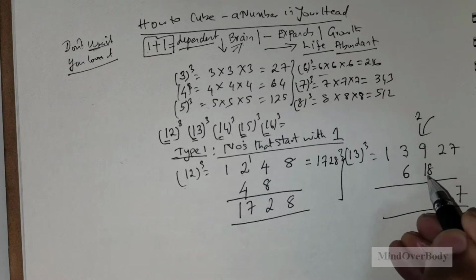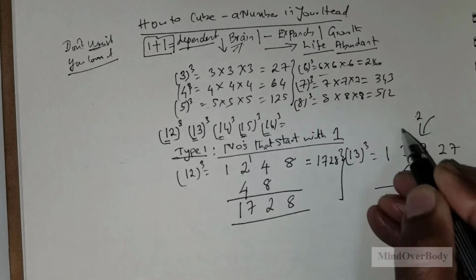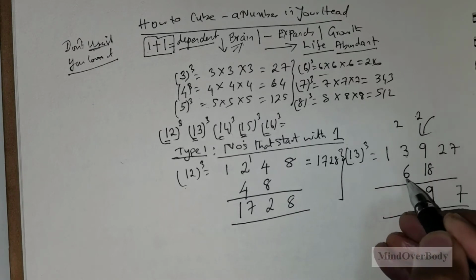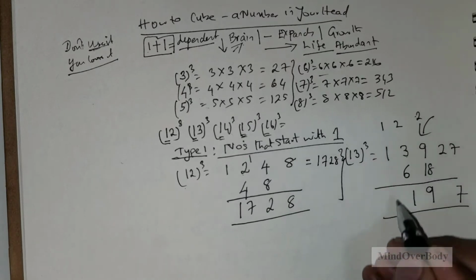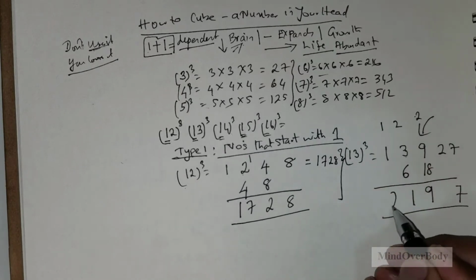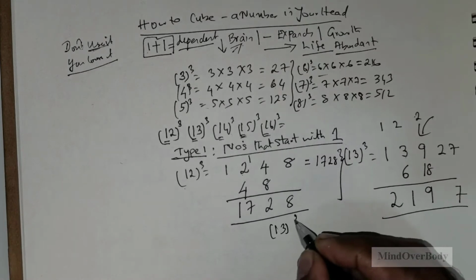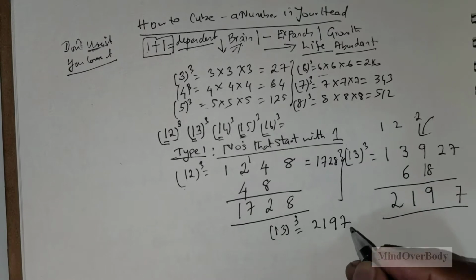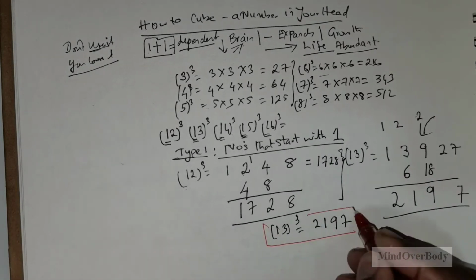So 2 added with 18 is 20. 20 added with 9 will give you 29. Place 9, carry 2. 2 added with 6 would give you 8. 8 added with 3 would give you 11. Carry the number 1. 1 added with 1 will give you 2. So 13 cubed will give you the number 2197. Okay, you can check this out.